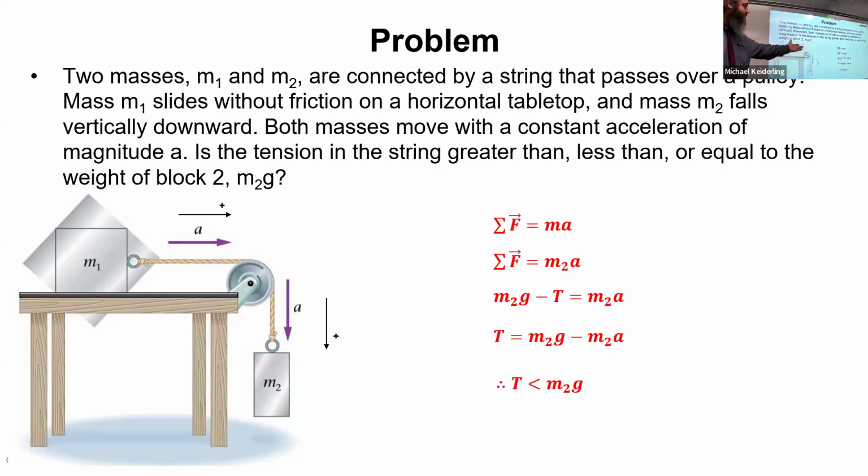If the acceleration was 0, they would be equal, but the bigger the acceleration, the less the tension is in the string.